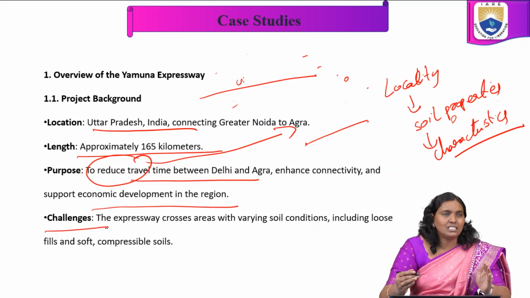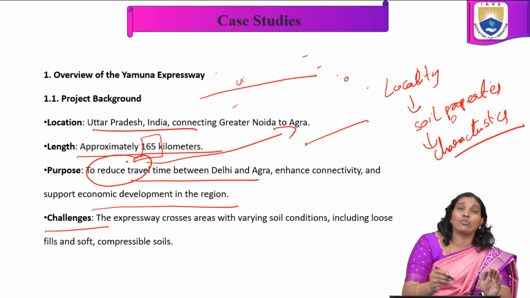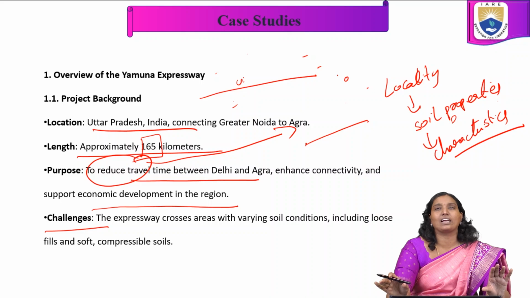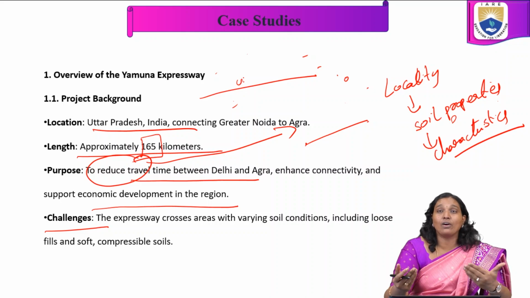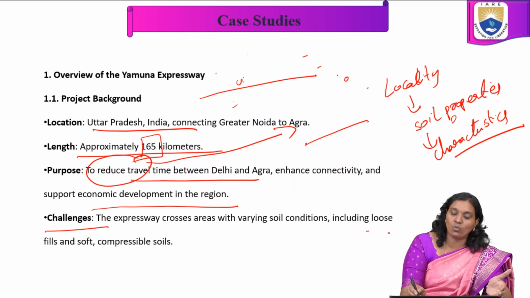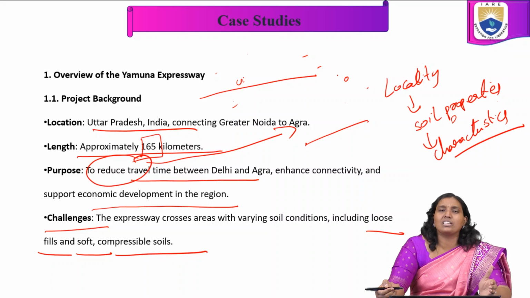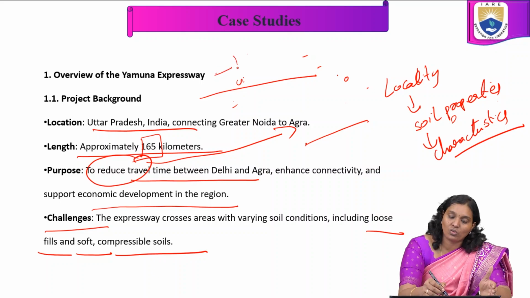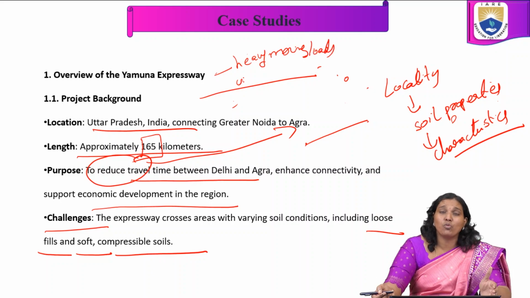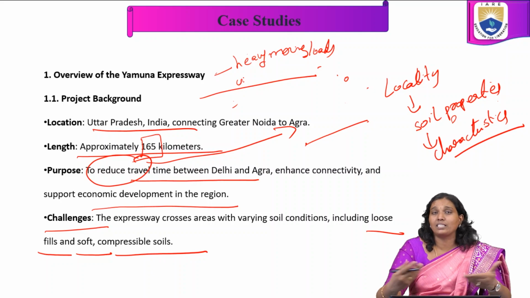In this, the stretch is 165 kilometers, which means we have to understand the varying soil conditions, including loose fills and soft compressible soils. In this kind of scenario, it is highly difficult to construct such an expressway. It also means heavy moving loads are there. Not only passenger vehicles, we may expect heavy moving loads, from any industrial estates nearby, any ports, whatever it may be. We have to analyze all these scenarios.